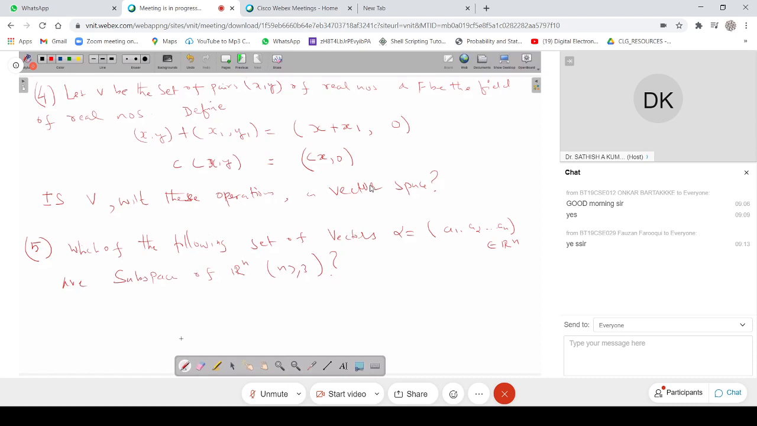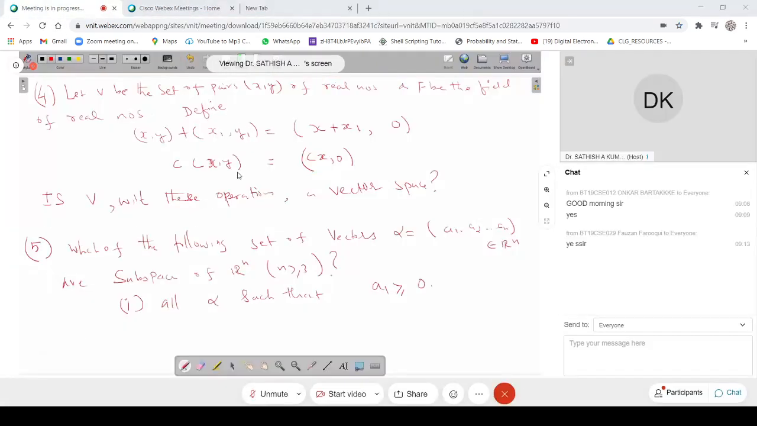So which of the following sets of vectors? The set is defined in this way. The first thing is all alpha such that a1 is bigger than or equal to 0, the first condition. So you have to see whether it forms a subspace or not. All alpha such that it will satisfy only this a1 quantity. a1 must be positive.